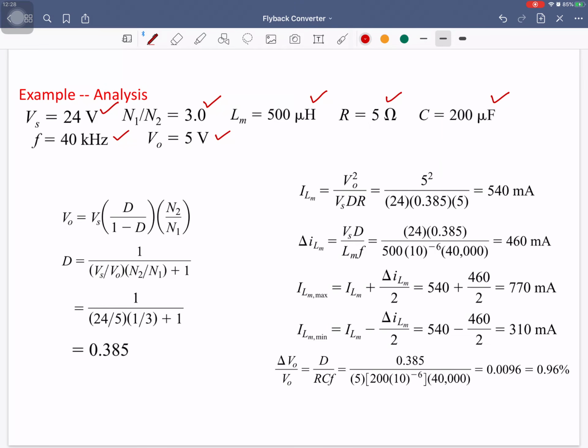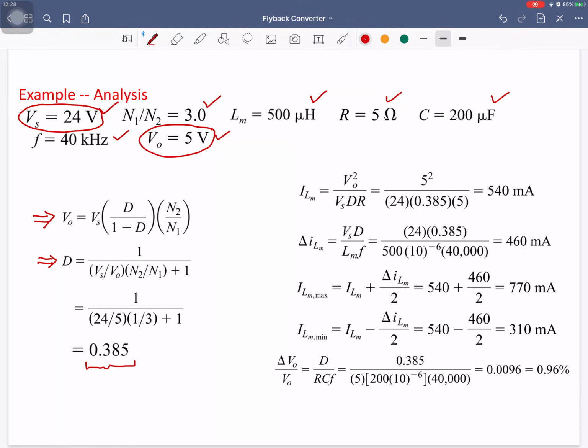First of all, we will see what is the duty cycle that is required. So we know that the transfer function for our flyback converter is this one. We know all the parameters, so just by plugging in and rearranging this one for D, we can find out the operating duty cycle, which must be 0.385 to get an output voltage of 5 volt when the input voltage is 24 volt.